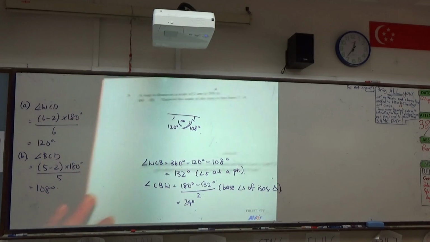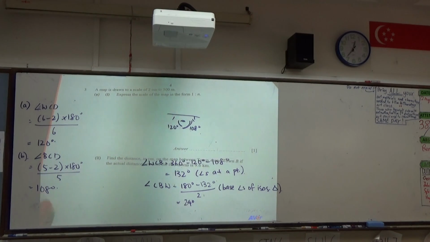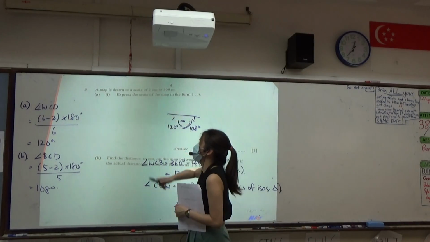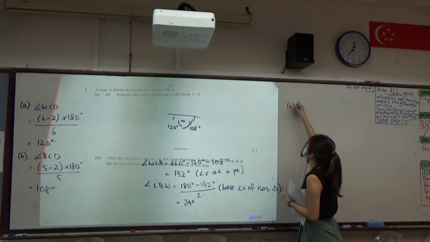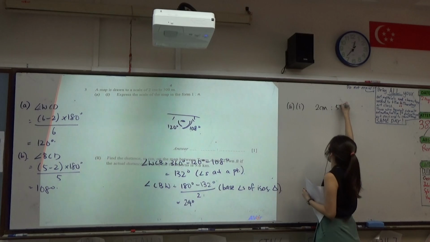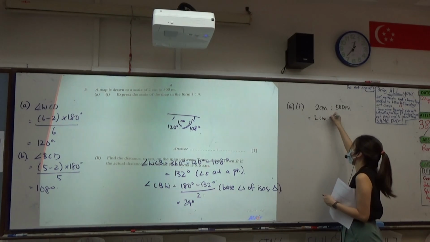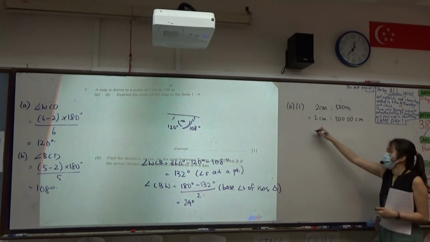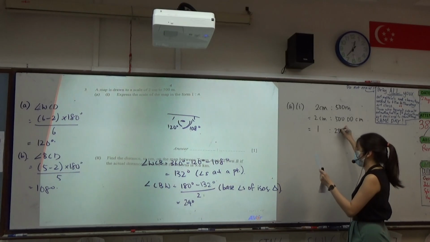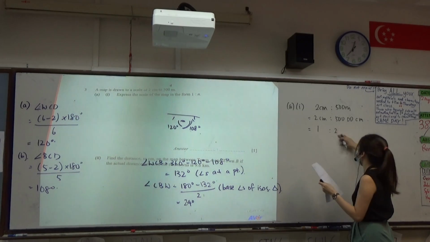Next, we look at question 3. A map is drawn to a scale of 2 cm to 500 meters. Express the scale of the map in 1:n. You need to notice that there are different units. Put it into ratio. Ratio must be of the same units. So 2 cm is to 500 meters. Change 500 meters into cm. We times 100, so we get 50,000 cm. Simplify it into 1 is to 25,000 cm.